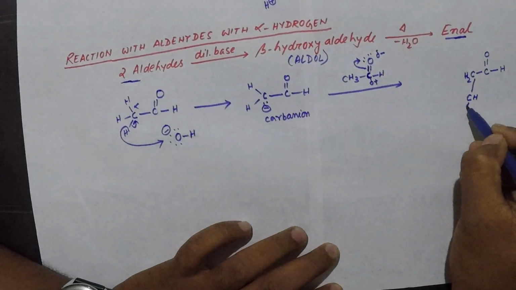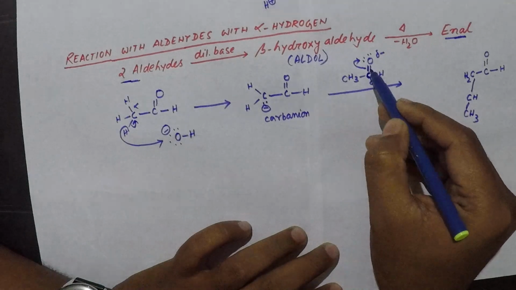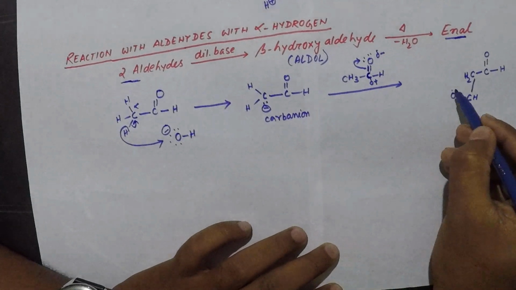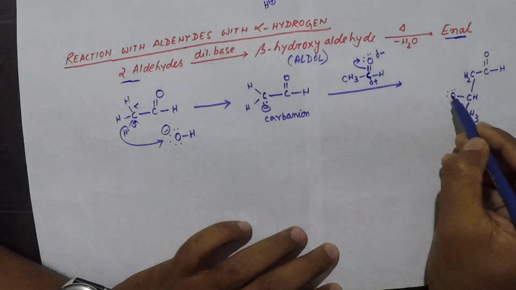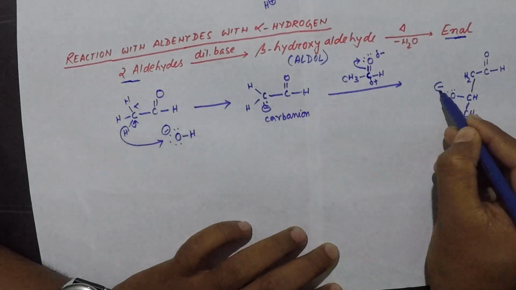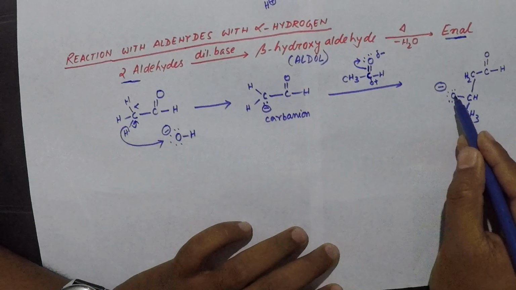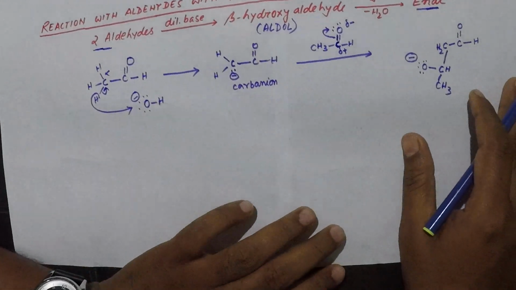CH and one CH3, as well as it was having a double bond. Now the double bond will become a single bond. Oxygen already has two pairs. Now one more pair is coming. Got it. This is the intermediate. In the intermediate, the oxygen has the negative charge. After that, what will happen?